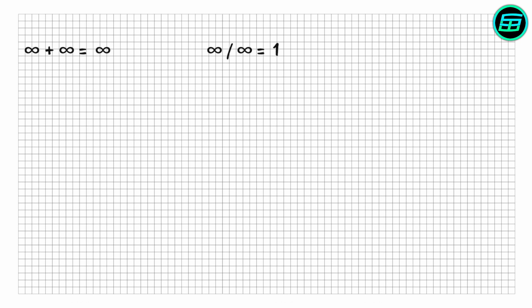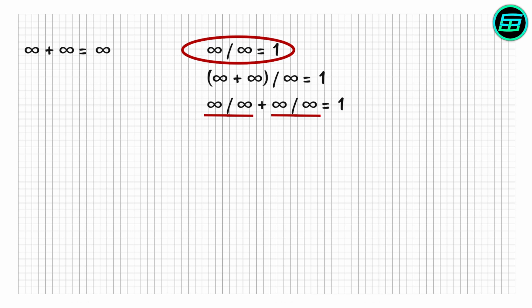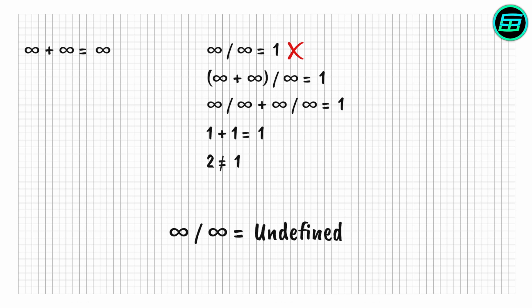So if we write infinity plus infinity instead of the 1 infinity, we'll have infinity plus infinity over infinity equals 1. We can write this equation as infinity over infinity plus infinity over infinity equals 1. If infinity over infinity equals 1, the result will be 2 equals 1, which is obviously wrong. So our starting assumption, infinity divided by infinity equals 1, must be wrong. Therefore, infinity over infinity is undefined.